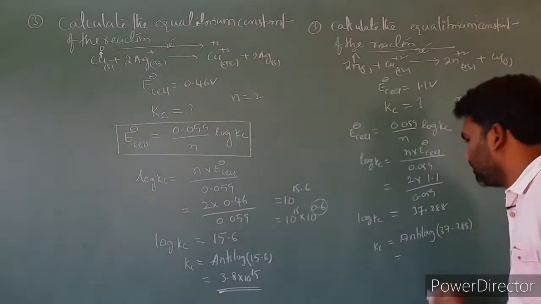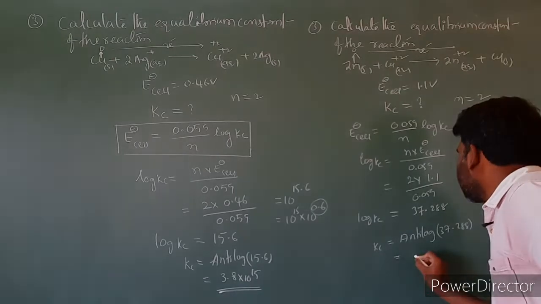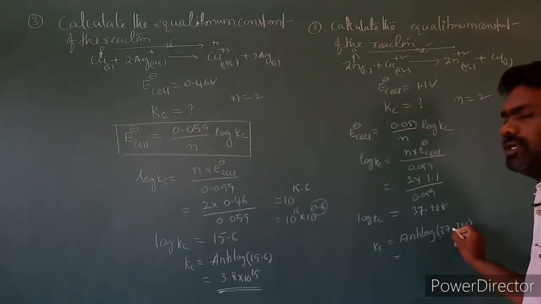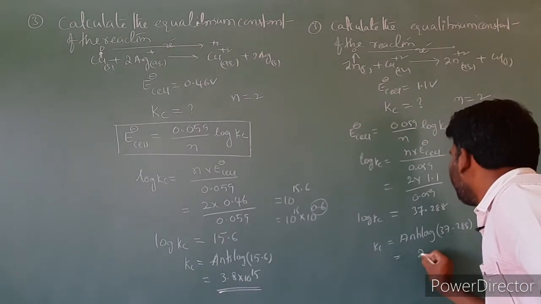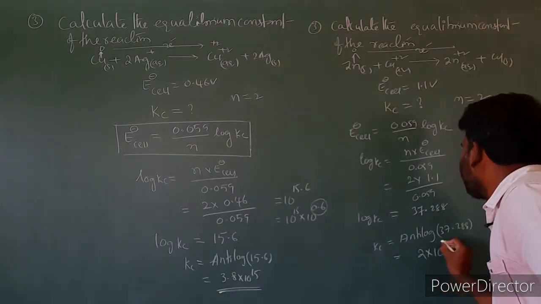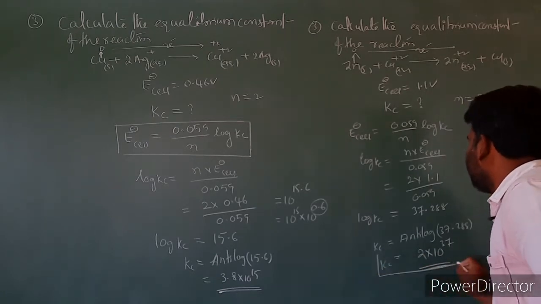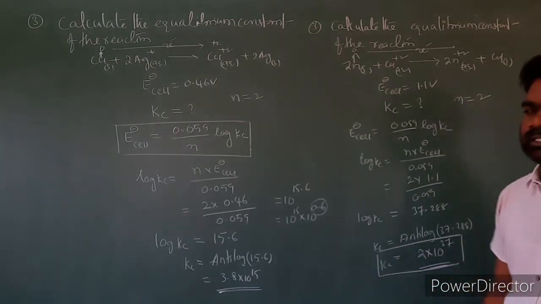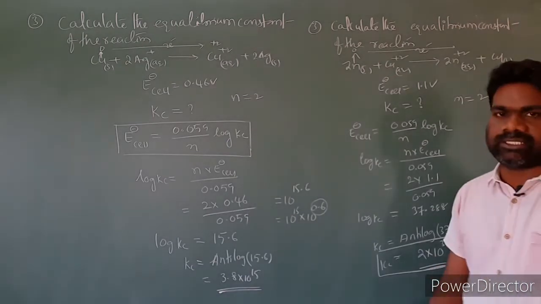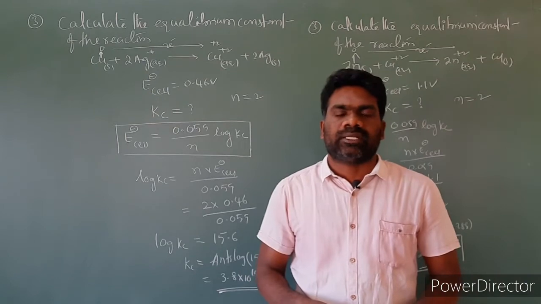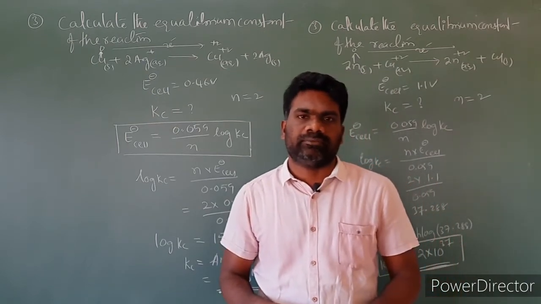A similar method we have to follow. So the antilog of 37.288 is approximately 2 into 10 power 37. This is the approximate answer. The approximate answer is 2 into 10 power 37. So these are the problems based on equilibrium constant and standard potential of the cell.